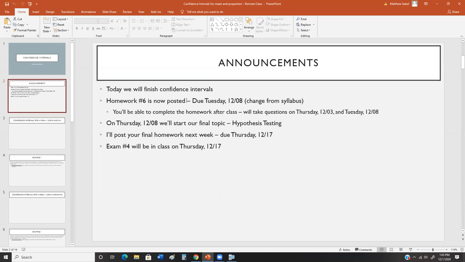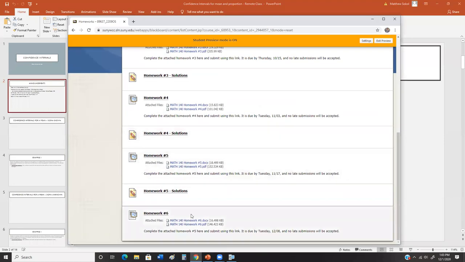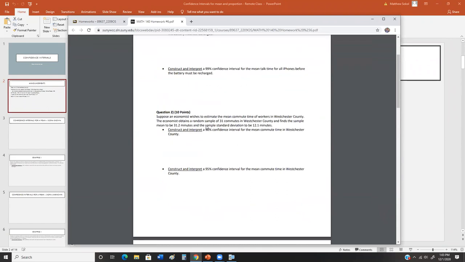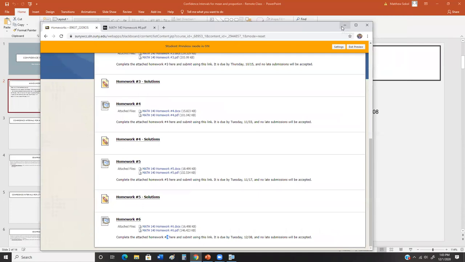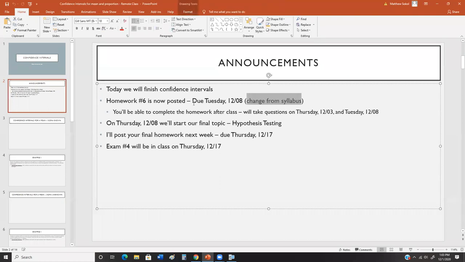All right, so then I've also posted homework number 6 to the classroom. So if you go to the classroom under homeworks, homework number 6 is here. It says homework number 5, but it's actually homework number 6. After class today, you'll be able to answer every single problem on this homework. Okay, so I encourage you to download the homework and give it a shot, even before class on Thursday. So the homework, this is a change from the syllabus. Syllabus said the homework was to be due this Thursday. I'm changing it to Tuesday night. So if you have any questions on the homework, you can ask me on Thursday or on Tuesday. I'll help you with the problems.